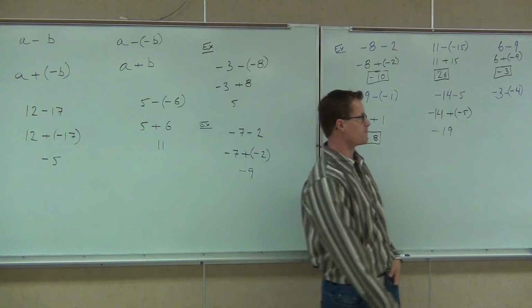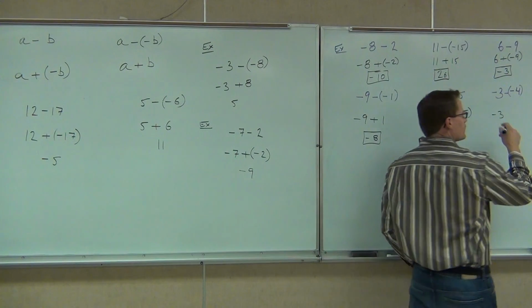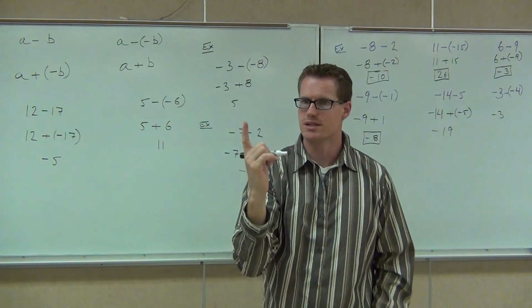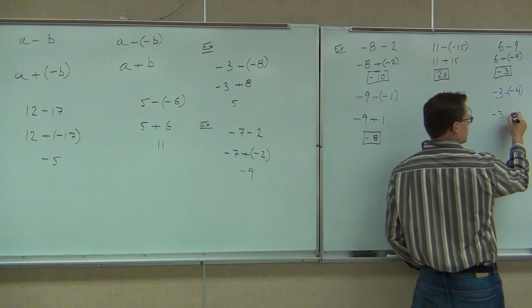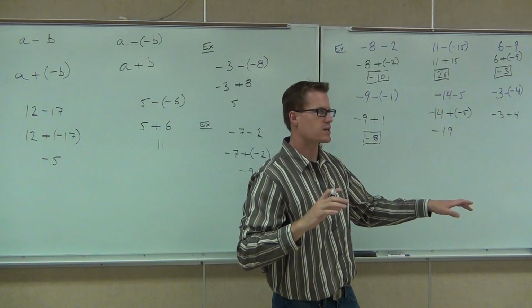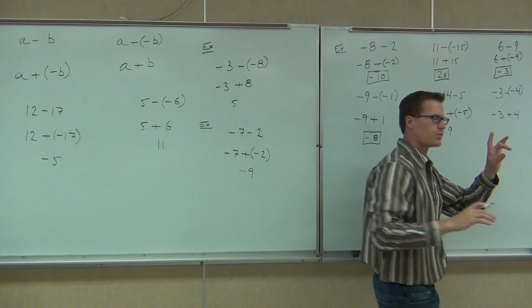Last one we got on the board here. We've got the minus and negative. That's 2 signs. We're going to change the 2 same signs into 1 different sign. That's going to be negative 3 plus 4. We'll use the addition rules. Different signs mean we're subtracting. Sign of the bigger number gives us a positive 1.